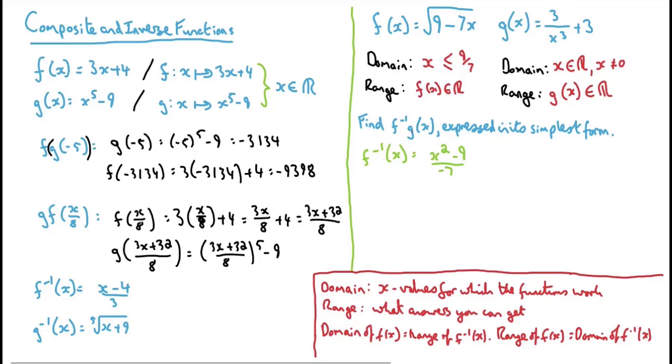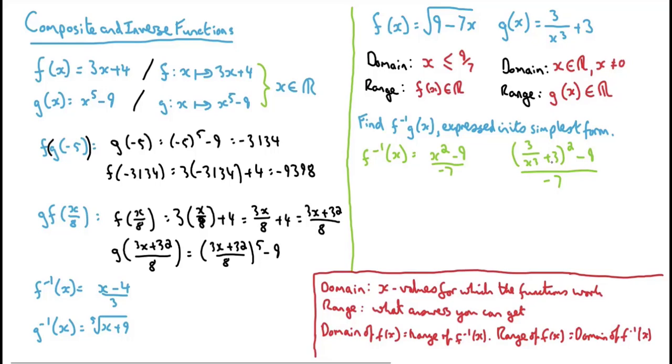Therefore, to put g inside of f, as this would be suggesting, the main framework is going to be this fraction here, but instead of x, what we're going to have is this equation here. So 3 over x cubed plus 3 squared minus 9 over minus 7. Now, while technically this is correct, we are needing to get this in its simplest form.